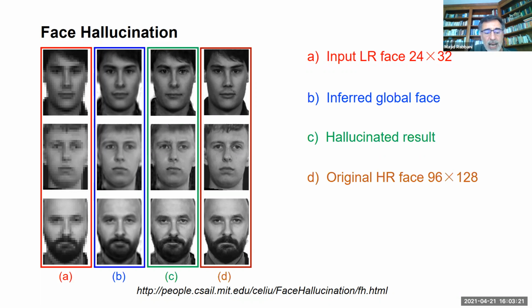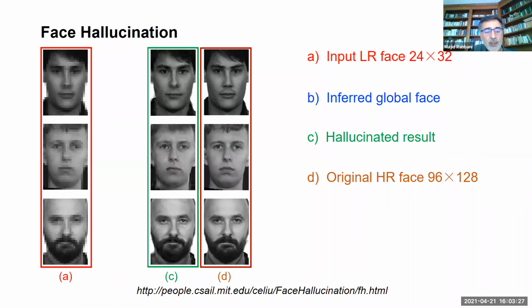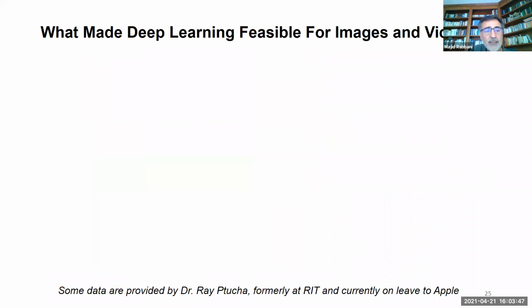So let me take out column B, because that inferred global face really is an intermediate step. You essentially are looking at the face hallucination results, the column all the way to the left versus the center column here. That is what face hallucination can do for you. How good is that compared to the original face? Well, look at the face in the right column, okay?